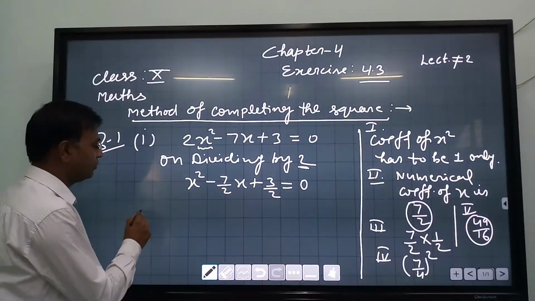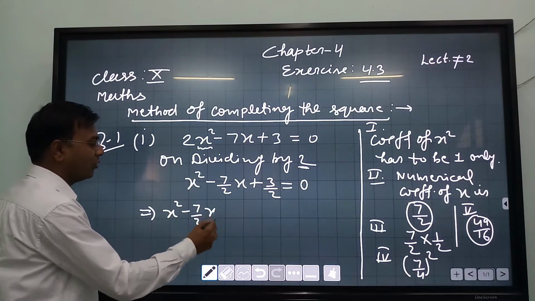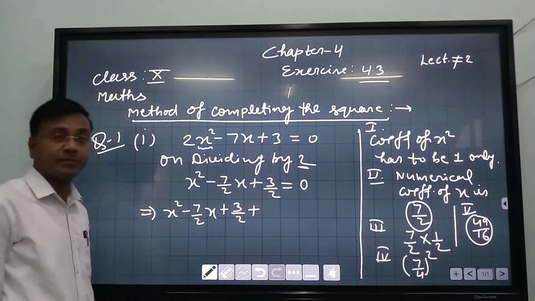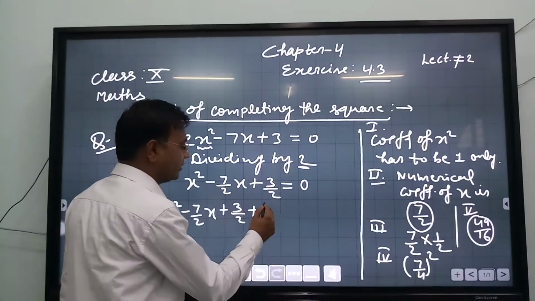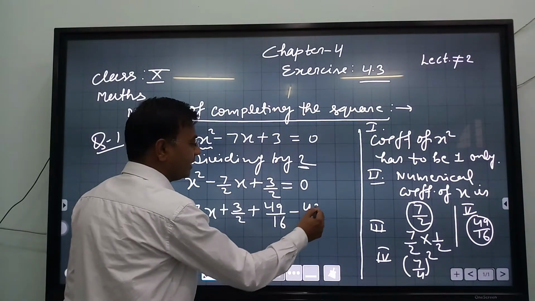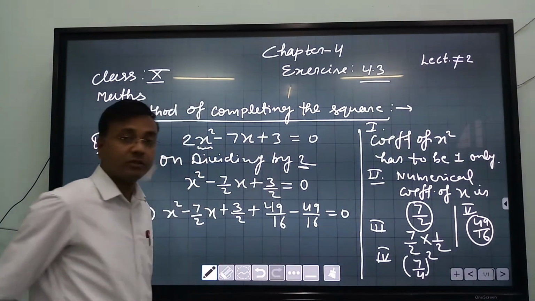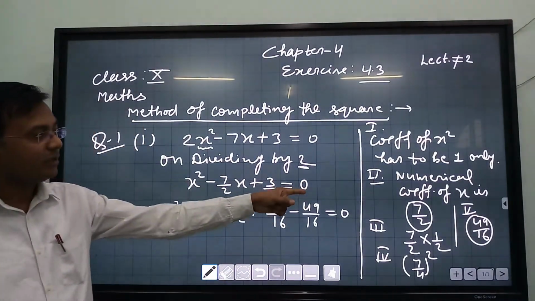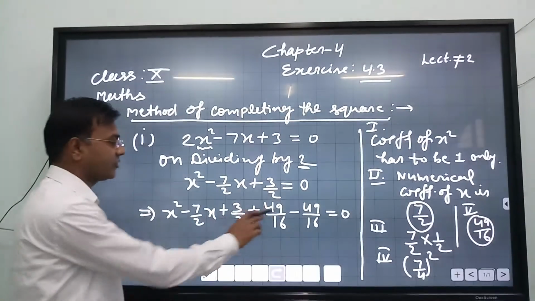So we have to write this equation now, adding and subtracting this constant, that is 49 upon 16. So plus 49 upon 16 minus 49 upon 16 equals 0, as it is. What we have done in this equation is add and subtract the constant which came in step 5, 49 upon 16.